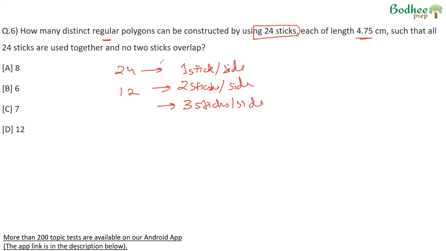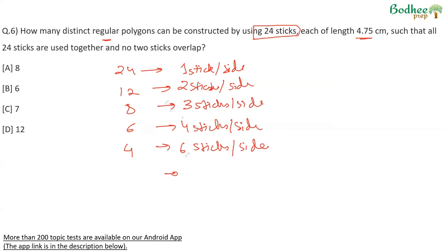No overlap. This will give us, 24 by 3, an 8-sided polygon. We would have 4 sticks per side. This will give us a 6-sided polygon because there are 24 sticks. We could have 6 sticks per side. If we have 5 sticks per side, the number of sticks on each side will not be equal. 6 sticks per side gives us a 4-sided polygon.